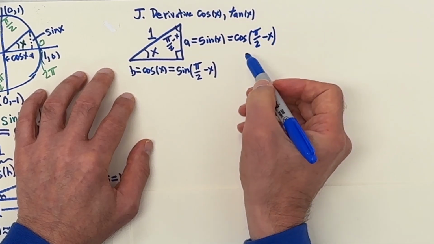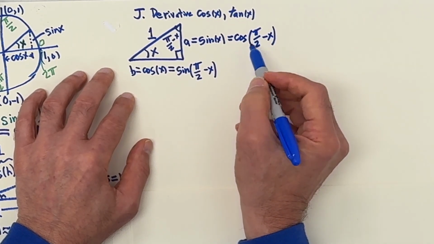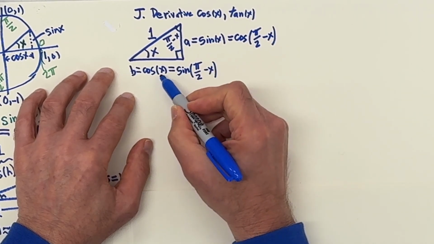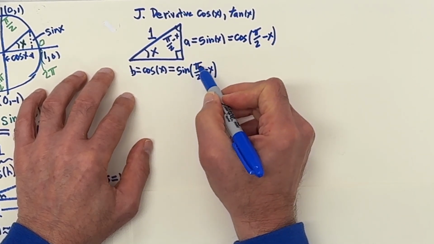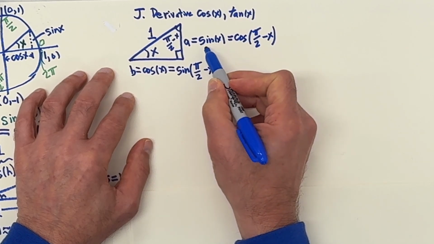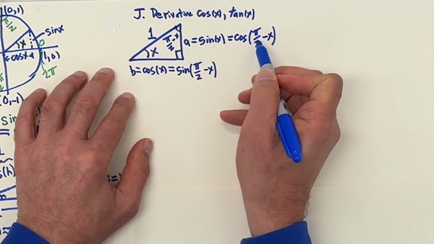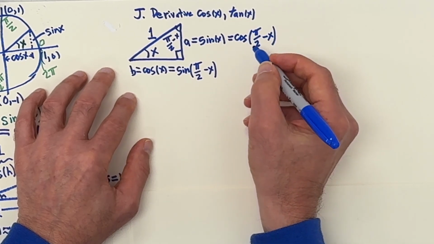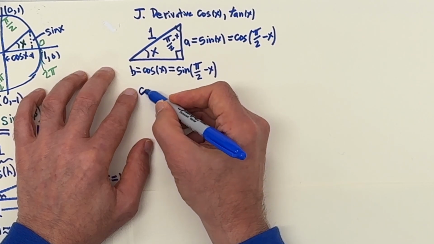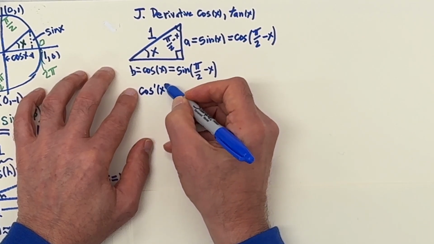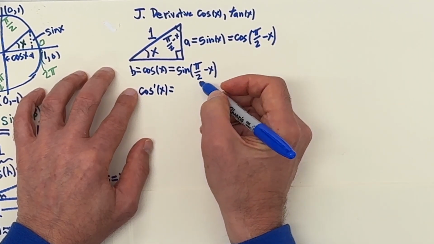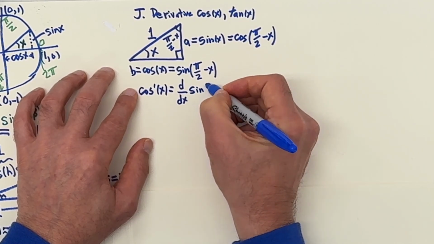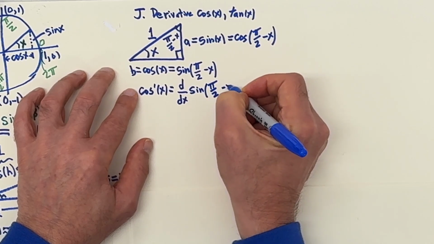So we have this nice relationship, which we have seen before, that if you have the cosine of an angle x, it's equal to the sine of the complement, pi over 2 minus x. And the same, if you have the sine of x, it's the cosine of pi over 2 minus x. So here, we're going to take the derivative of the cosine. I want to find out what the derivative of the cosine is. And that's going to be the derivative with respect to x of sine of pi over 2 minus x.